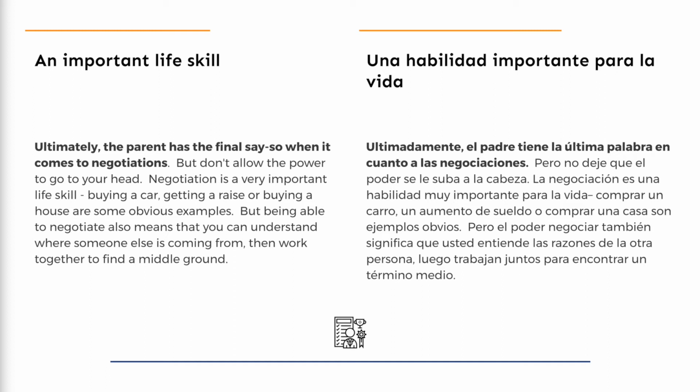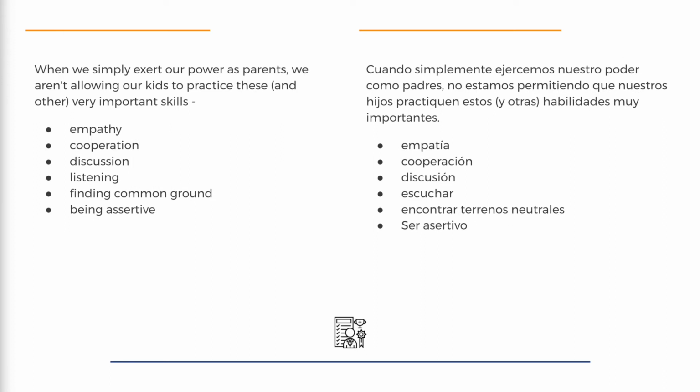But being able to negotiate also means that you can understand where someone else is coming from, then work together to find a middle ground. When we simply exert our power as parents, we aren't allowing our kids to practice these and other very important skills. Empathy, cooperation, discussion, listening, finding common ground, and being assertive.